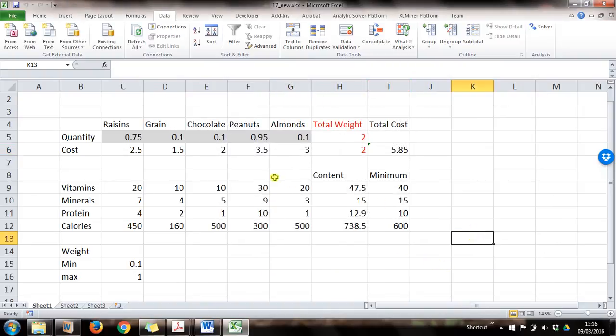So we find that in that 2 pound package we have 0.75 pound of raisins, 0.1 of grains, 0.1 of chocolate, 0.95 peanuts, 0.1 almonds, and the minimum cost of this mixture satisfying the minerals, vitamins, protein and calories constraints is 5.85.